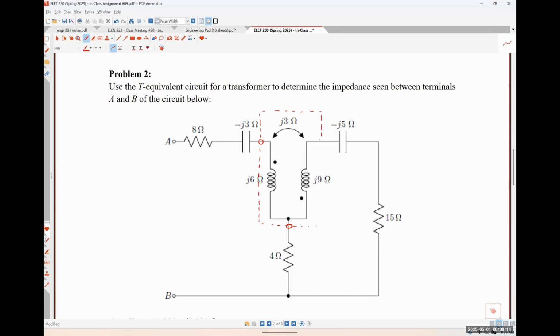And I'm putting these little circles to denote where the terminals of the transformer are so that when I redraw things, I'll know how to reconnect stuff, right? I'm going to call this guy terminal A. This one is going to be B and D, and this guy over here will be C, right?